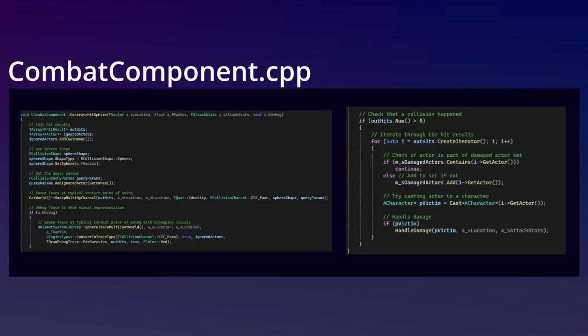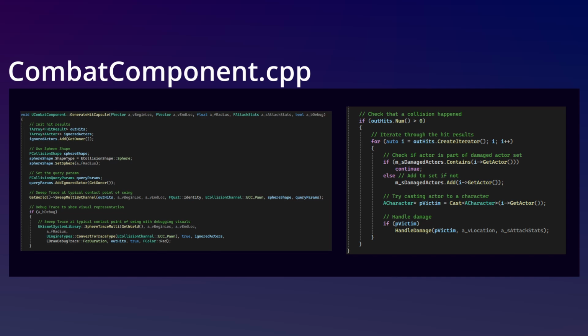Next, looking at our generate hit sphere method, we're going to pass in the location of the trace, the radius of the sphere, an attack stats struct, which I'll show in a moment, and whether or not to show the debug lines of the trace. This first part of the method includes setting up the parameters for the sphere trace and then storing whatever actors it finds in the out hits array. If any actors were found, we'll iterate through each hit, check if the damaged actor is already contained within the damaged actors list, and if it isn't, then it'll add to the list and call the damage handler method.